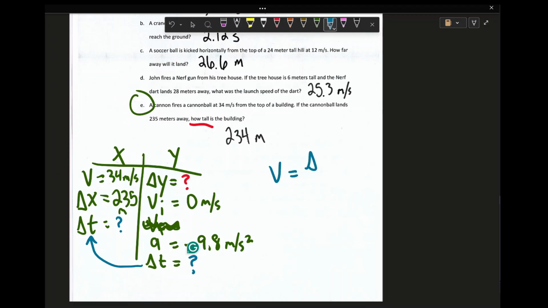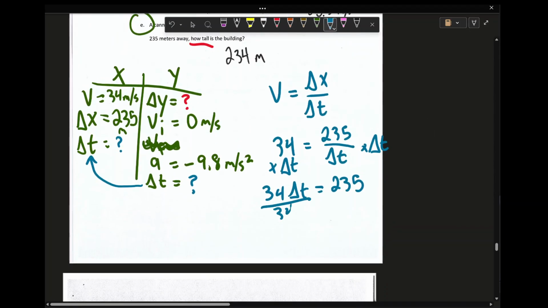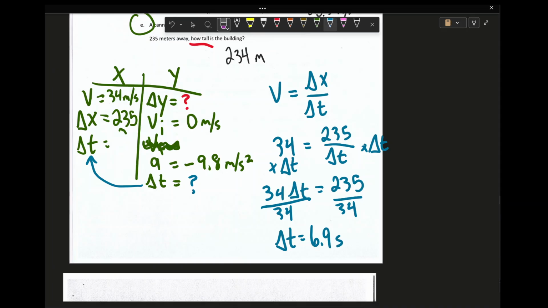So V is delta x over delta t. The V is 34. The delta x is 235 over delta t. So if I multiply by delta t, I get 34 delta t equals 235. Now I divide by 34, and I get 235 divided by 34, which gives me a time of 6.9 seconds. So I can write 6.9 seconds here, and I can write it over here, 6.9 seconds.